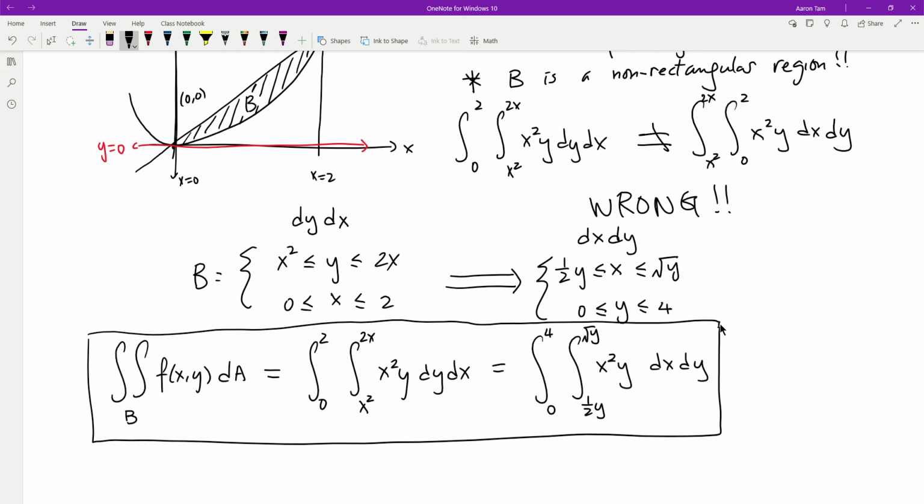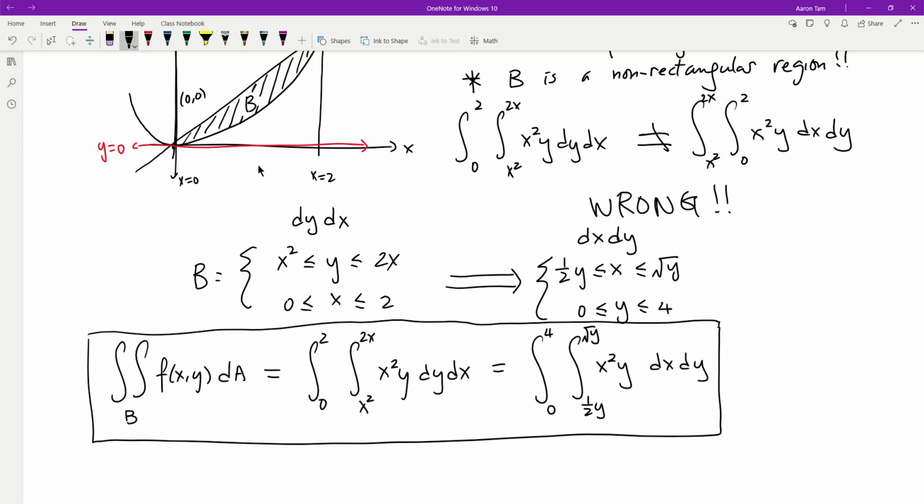Now comes a very simple question. Why would I do one way over the other? Well, it all depends on the integration process, because one order of integration might be easier to go through than the other one. Like in this case, I can see that if I do dx dy, I actually run into radical y, which might cause an issue when I integrate, because it might make it harder.